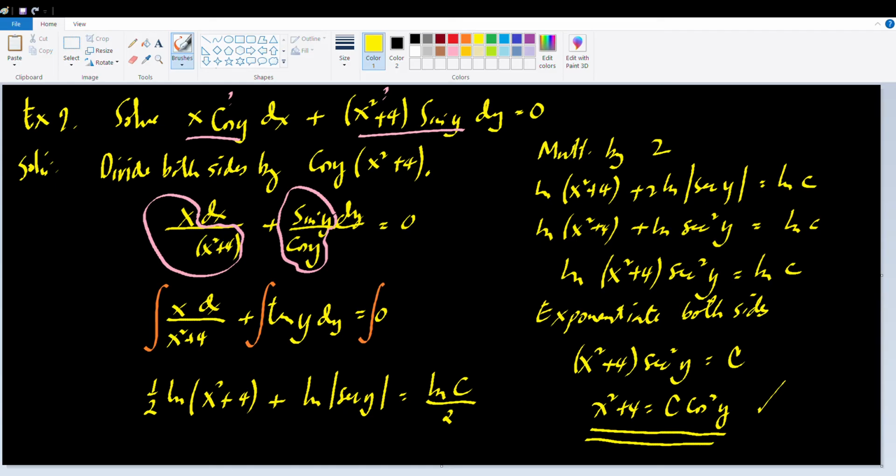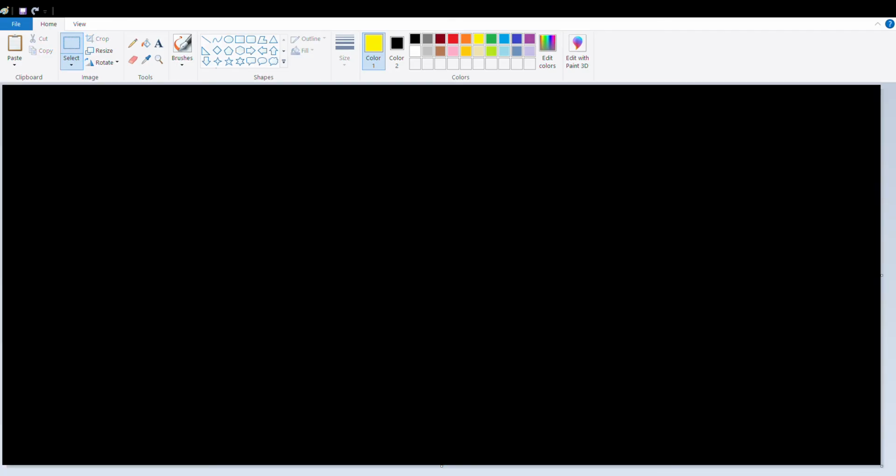So let us have another one. This will be the third example. We solve xy cubed dx plus e raised to x squared dy equal to 0.